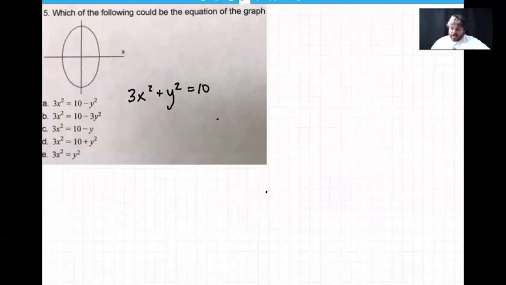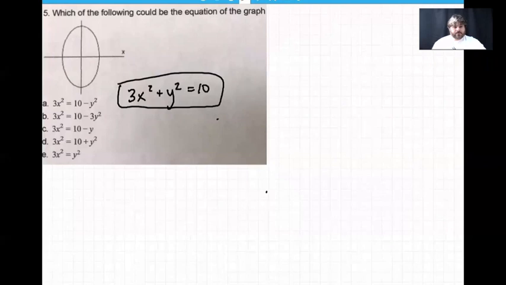Okay, that's A. If I add the y squared over from both sides, I'll get the y squared on the left, the y squared on the right will cancel. And actually, that's the equation of an ellipse. So I think it's this one, actually. We can double check. If I add the y squared over on this one, I get 3x squared plus 3y squared equals 10. And remember, when these coefficients are the same, it's a circle.